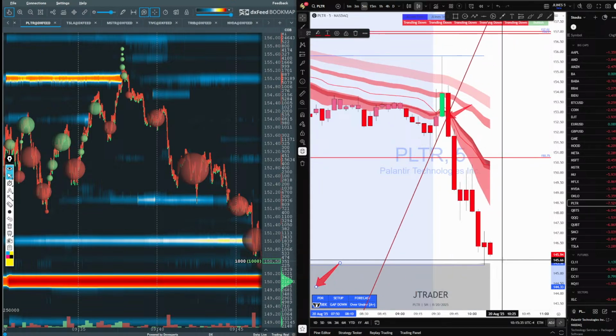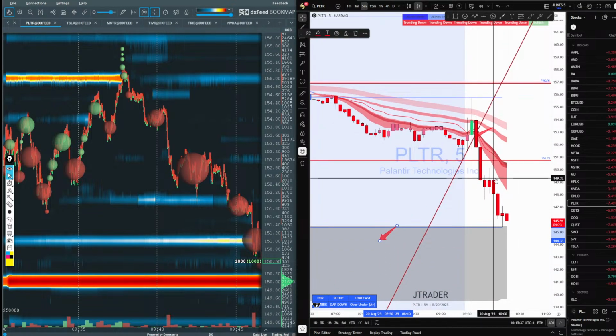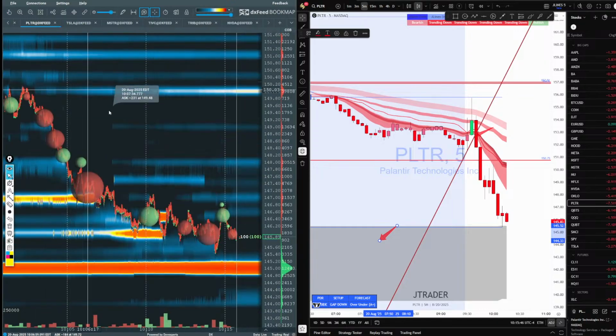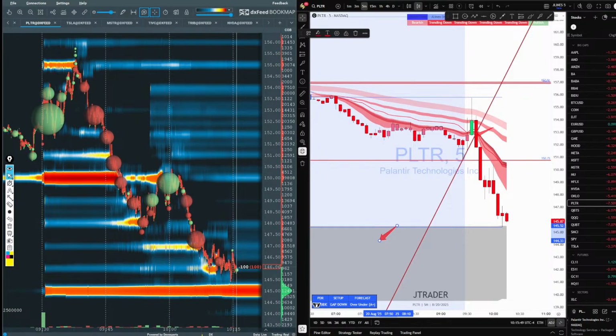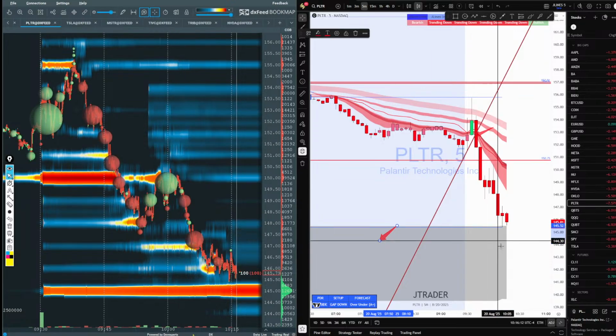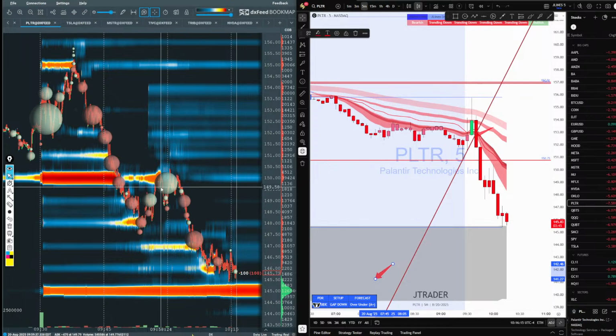If you're not able to trail, and you saw how we scale out, by now you should have like 6R in many of these stocks. If you're not able to do that, you're not going to be profitable. Okay, so trailing is the lesson of today. Okay, team. So trailing.